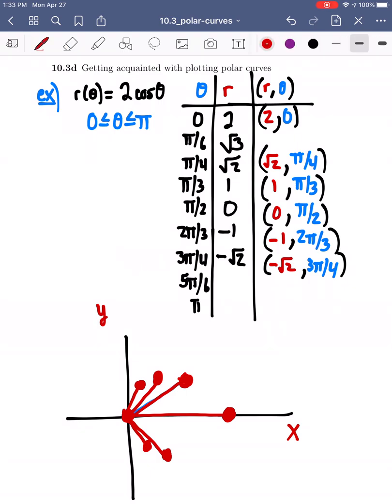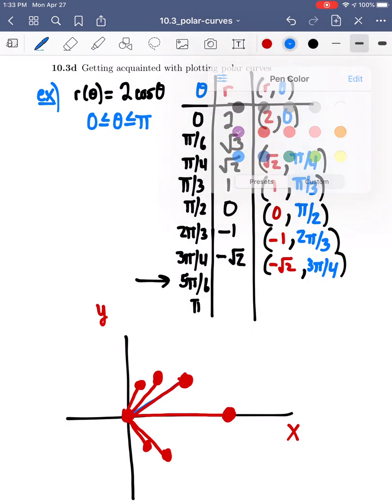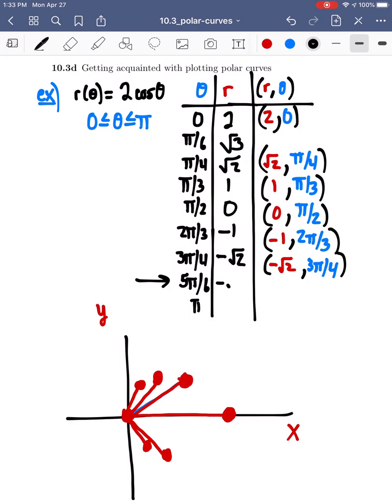All right, let's keep going. So now at an angle of 5 pi over 6, our r value is 2 times the cosine of 5 pi over 6. Cosine of 5 pi over 6 is a negative square root of 3 over 2. So times 2 for r gives us r is equal to minus square root of 3. So again, we have a negative r value here.